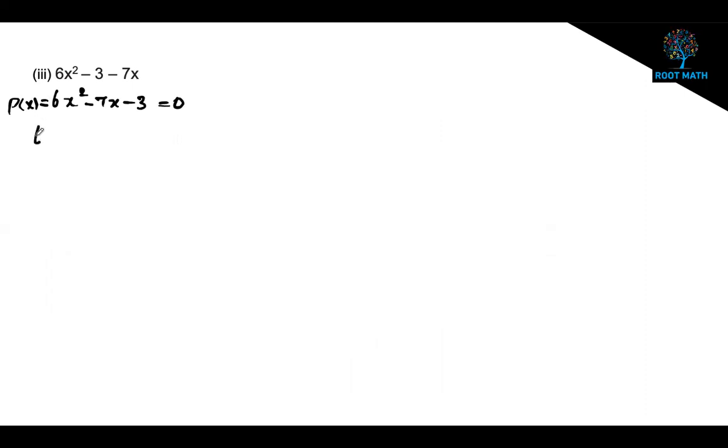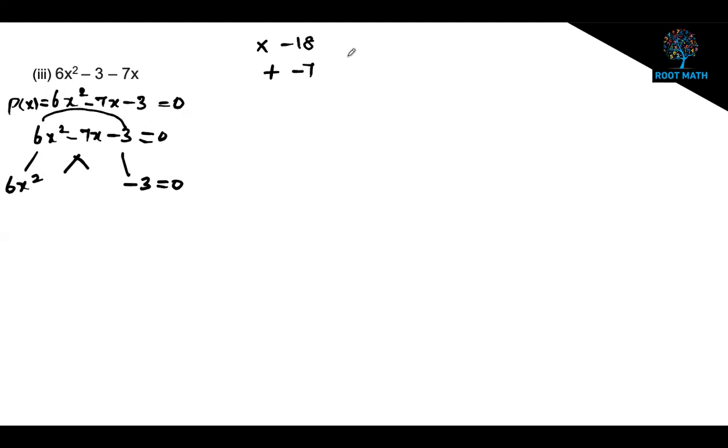Now we want to factorize it. So 6x squared minus 7x minus 3 equal to 0. Keep the 6x squared and negative 3 as it is, and we want to split out the negative 7 now. Your product number is 6 times negative 3, so negative 18, and sum number is negative 7.